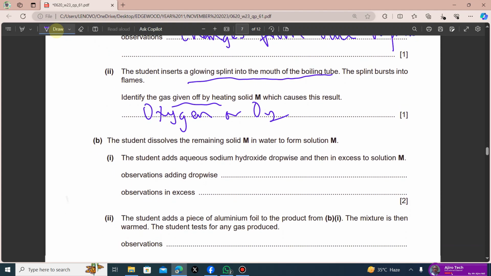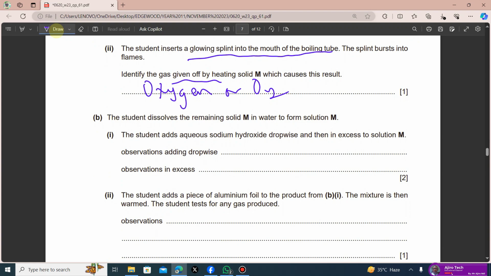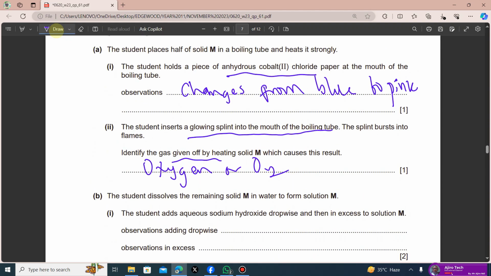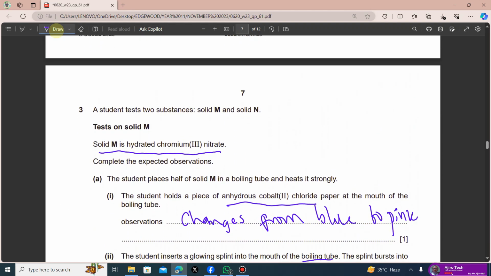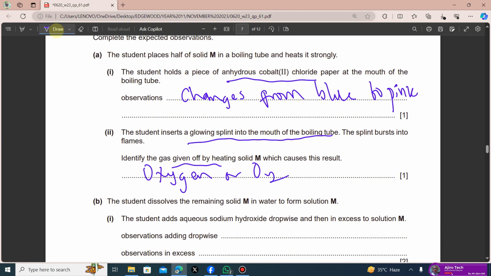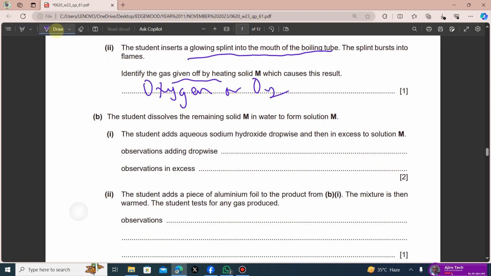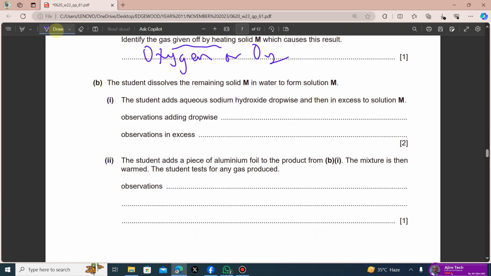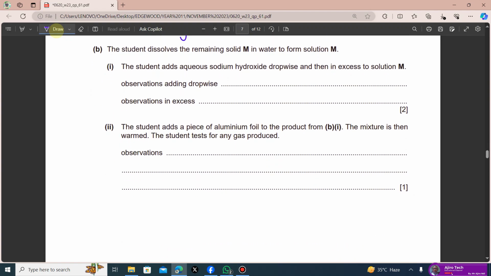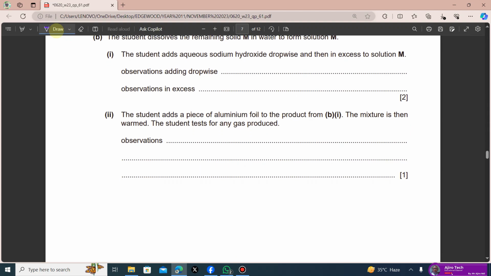All right. Now, the student dissolves the remaining solid M in water to form a solution. Now, remember what the solid M is. It's a chromium nitrate solution. Now, the student adds aqueous sodium hydroxide dropwise and then in excess to solution M. Since it contains chromium nitrate, we have to go back to the table to see what will happen when you add aqueous sodium hydroxide in drops and in excess, and then pick it out from the table.